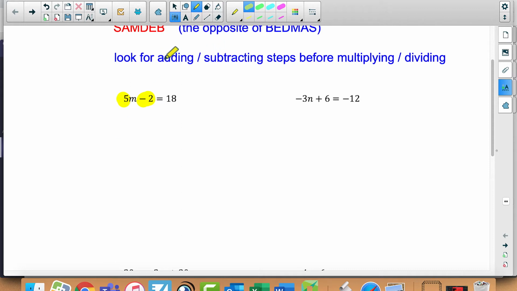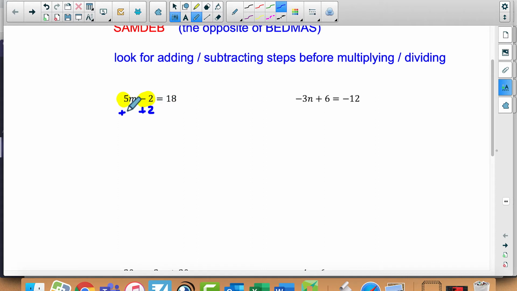Well, remember, we're going to look for adding or subtracting steps first. Which one of those numbers can be eliminated by adding or subtracting? The minus 2, the take away 2. Remember to always do the opposite operation. So because it's minus 2, we're going to add 2. And our final reminder, what you do to one side, you do to the other.